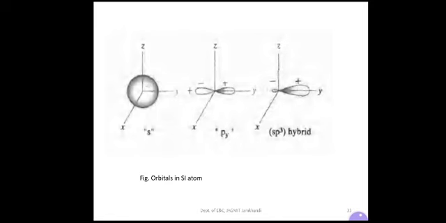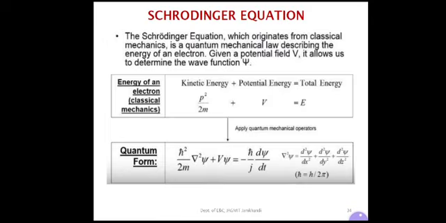So to find the location of an electron, we can approximate and calculate the probability of finding it. We can use the Schrodinger wave equation, which originates from classical mechanics and is a quantum mechanical law describing the energy of an electron.